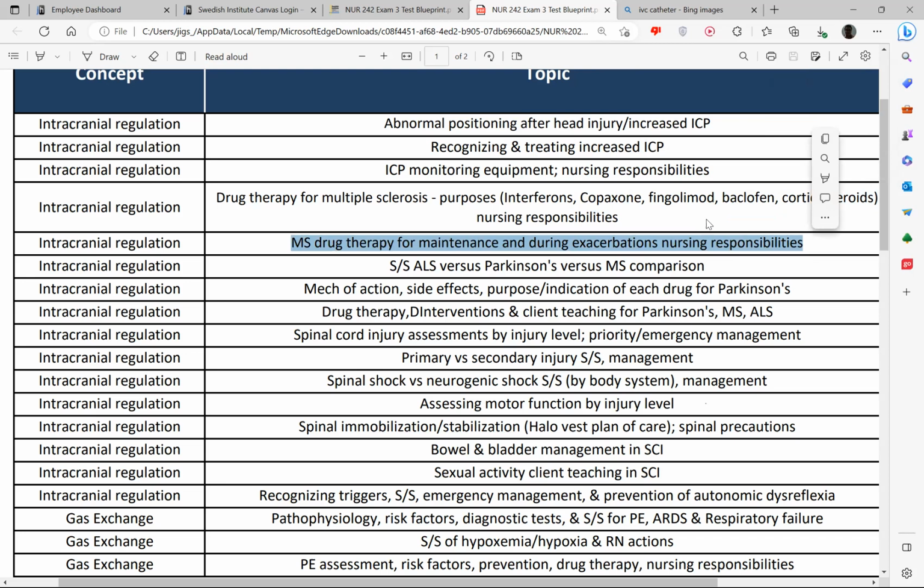So that takes us here. This is a similar question. So when are steroids used again? Only during exacerbations. And regarding these questions on nursing responsibilities, what is the most frequent cause of an MS flare-up?